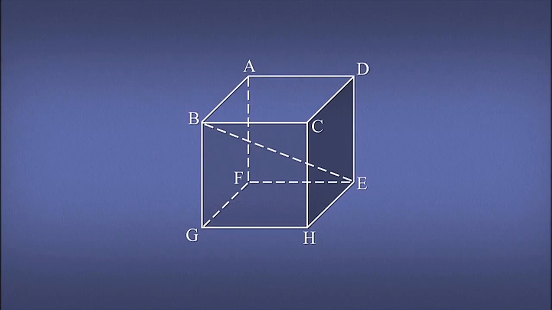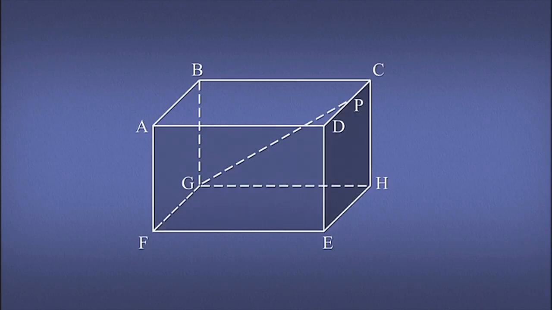Here is a cube. Let's find the angle between line BE and the plane EFGH. First, let's find the point of intersection. In this cube, BE touches the plane EFGH. Point E is the point of intersection. A straight line from point B is constructed. It is perpendicular to the plane EFGH. BG is this perpendicular line, and GE is the projection of BE on the plane. Angle BEG is the angle between line BE and the plane EFGH.